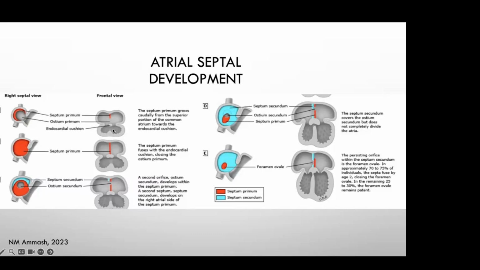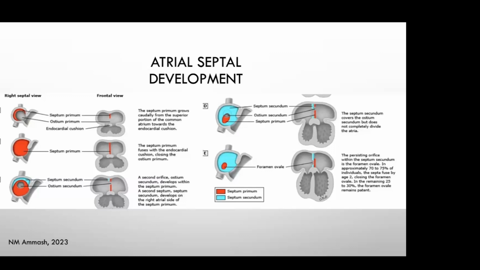As the septum primum starts to form, the hole that is closing is called the ostium primum, which is where the Primum ASD name comes from. And then eventually the septum primum will fuse with the endocardial cushions in the middle of the heart. After this happens, a second orifice forms within the septum primum, and that's called the ostium secundum, and that's where the Secundum ASD name comes from.